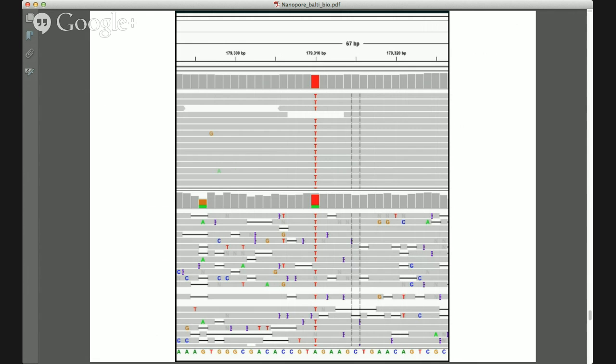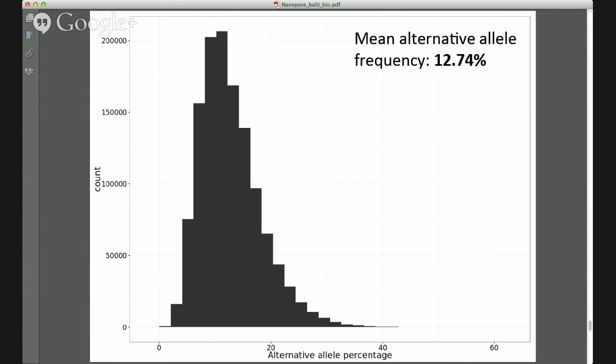So what can you do with this kind of data? Can you call SNPs? Well, yes, we found you can call SNPs quite well. So this is just IGV showing, I think from Salmonella actually, not E. coli, but this is showing a SNP in Illumina data, and a SNP in nanopore data. Obviously the nanopore alignment looks a bit messier, but you can convince yourself that there is a SNP there by setting an appropriate allele frequency.